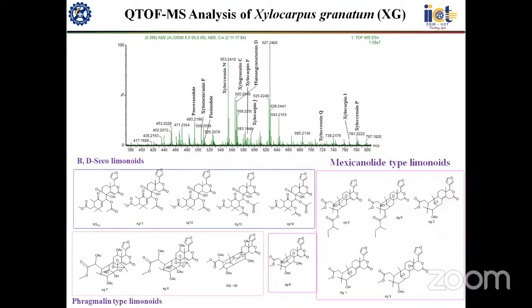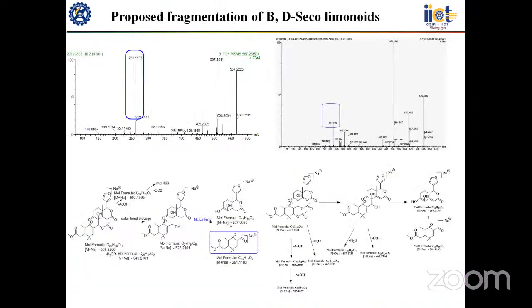These are the structures of the compounds, and we have identified them based on the molecular fragments. Next, similarly, these are the proposed fragmentation pathways for the limonoids.